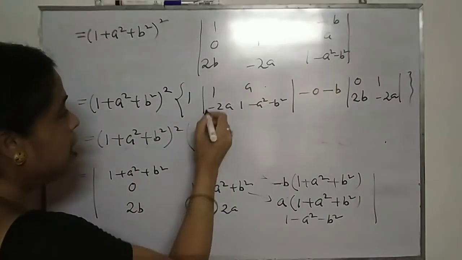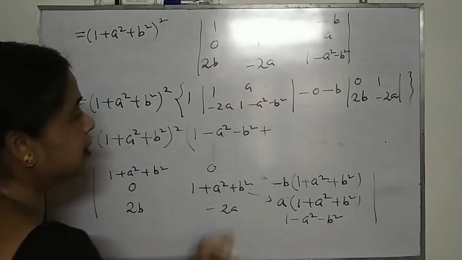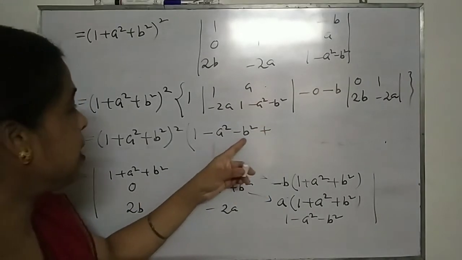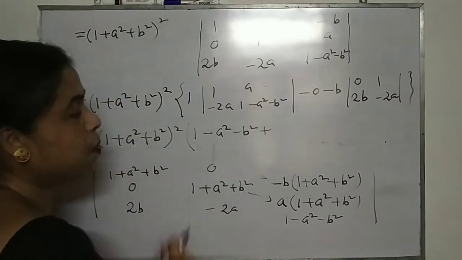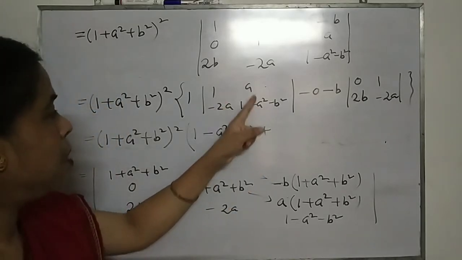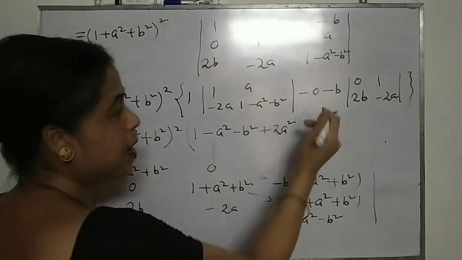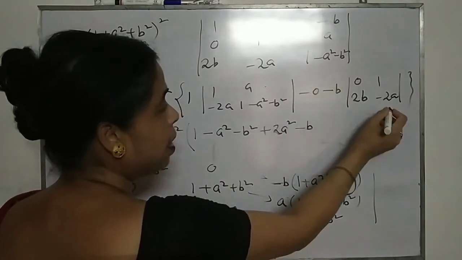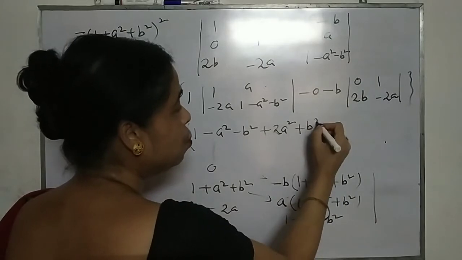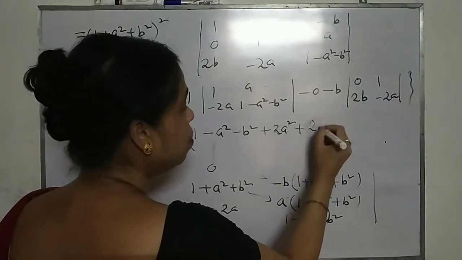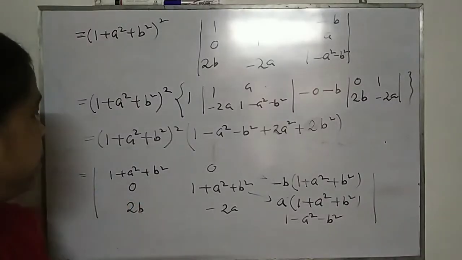Let us simplify it. It will be equal to 1 minus a square minus b square, minus minus gives you plus. So 1 minus a square minus b square. And here it is plus twice a square. This is what? Minus b. You can multiply it by 0. 0 minus 2b, so it becomes 2b square. Now let us combine it.